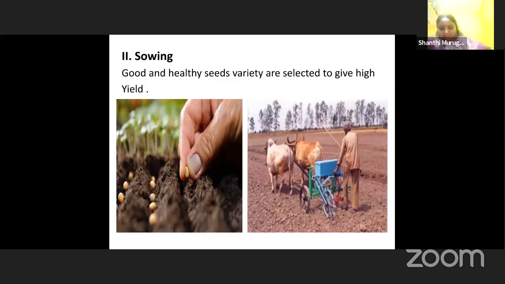Now there is a traditional method also, that is sowing the seed using a funnel.